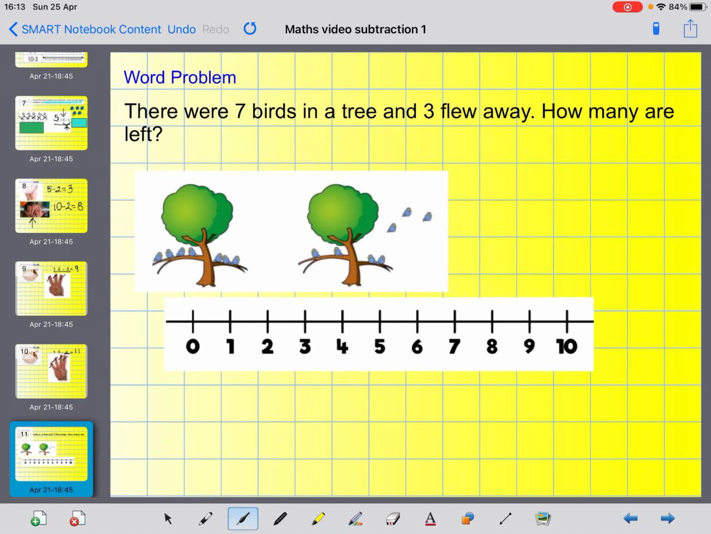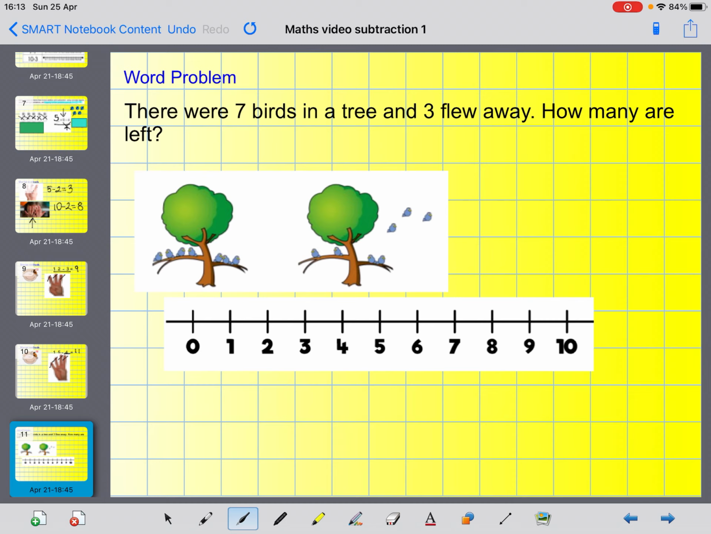Then when we've secured the mental strategies, we can look at word problems to consolidate our subtraction using different strategies. We can use the pictures, we can also use concrete objects, we can use the number line, and we can also use the mental strategies if we can. So let's have a look.